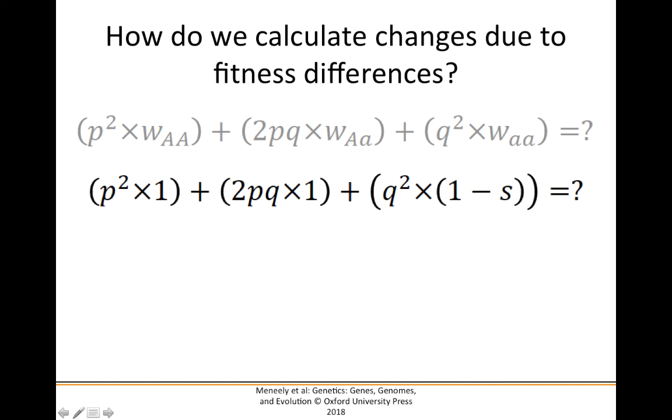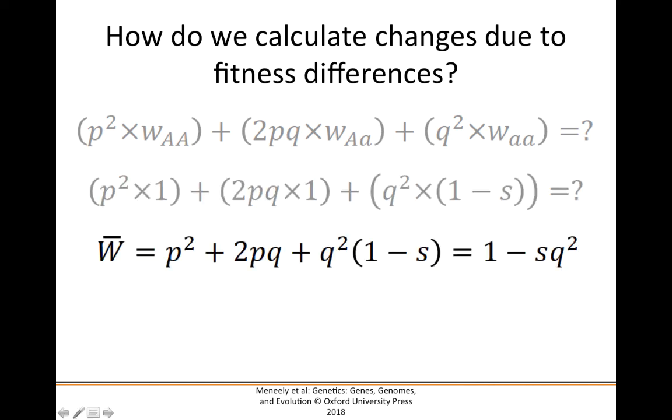Well, what we can do is we can calculate what the average fitness is of this population and then divide each of these units, p squared times 1, 2pq times 1, and q squared times 1 minus s. We can take each of those and divide them by the average fitness. And the way we calculate the average fitness is essentially by averaging up what all of the fitnesses are across all of these different genotypes. There's an understood 1 for p squared and 2pq, but there's 1 minus s multiplied times q squared. And as it turns out, the average fitness equals 1 minus s q squared.